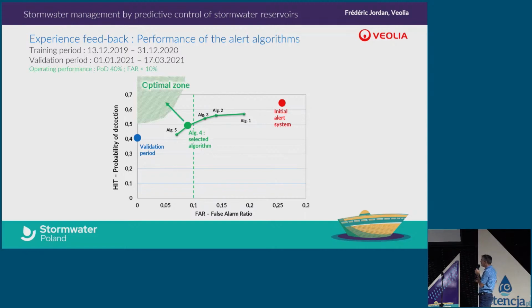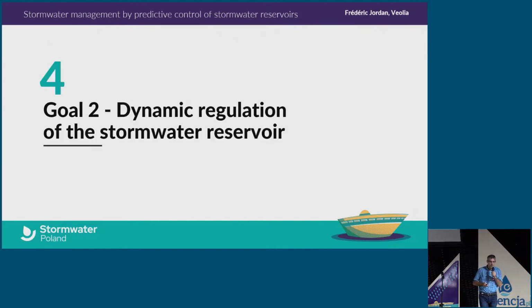And we are, of course, looking for this optimal zone of the Pareto curve, so trying to reach 1 for probability of detection and less than 0.1 for false alarm rate. So this was for the first use case.